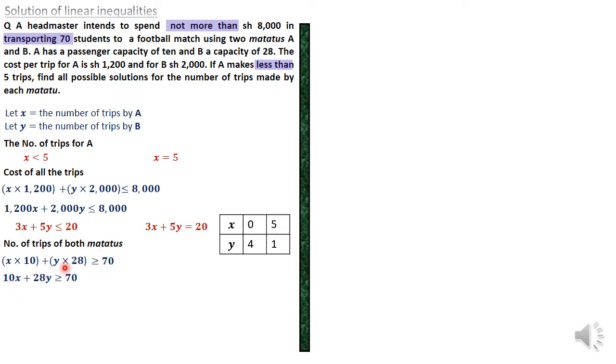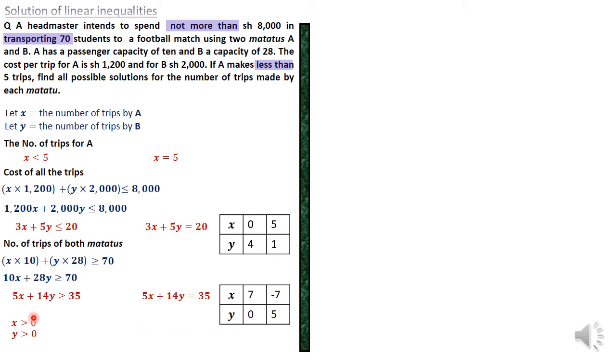And this should simplify to 10x plus 28y is greater than or equal to 70, which again simplifies to 5x plus 14y is greater than or equal to 35. And that implies an equation 5x plus 14y is equal to 35. And if you set x to be 7, y will be 0. And if you set x to be negative 7, y will be 5.